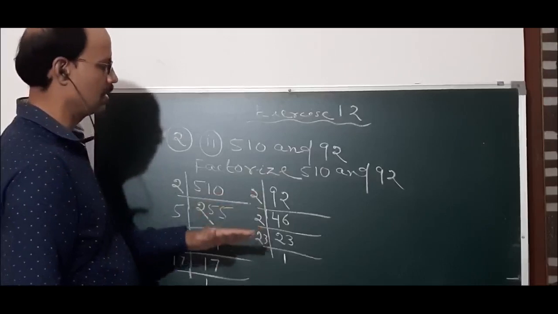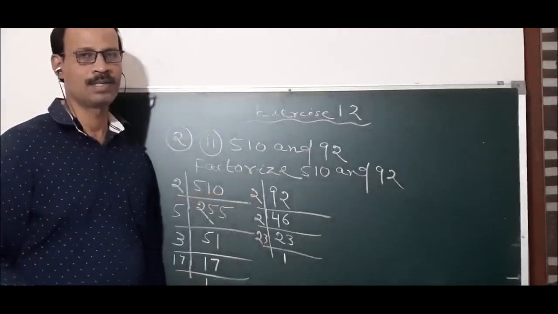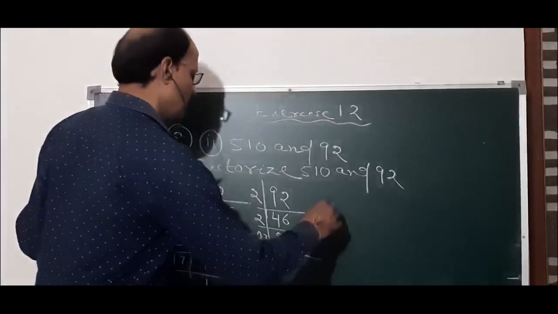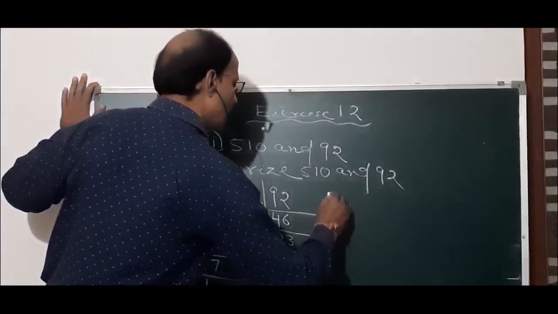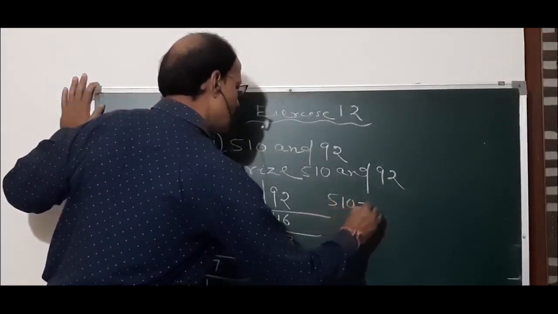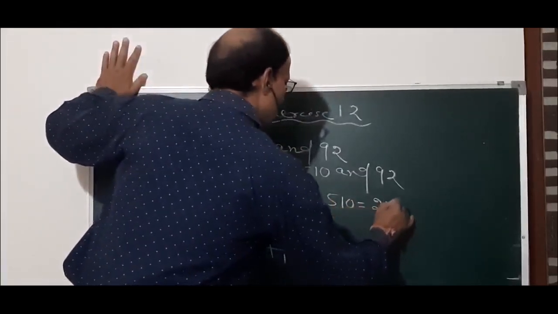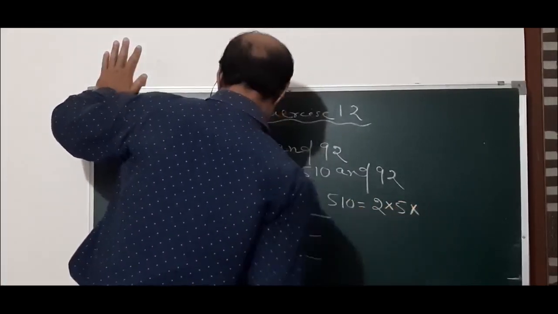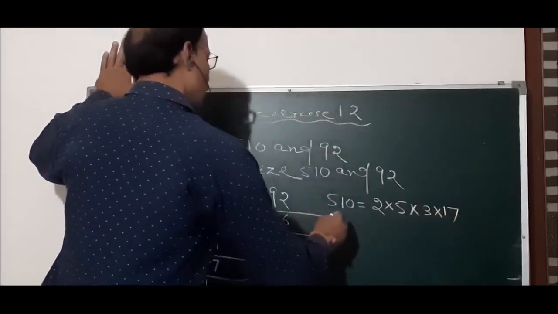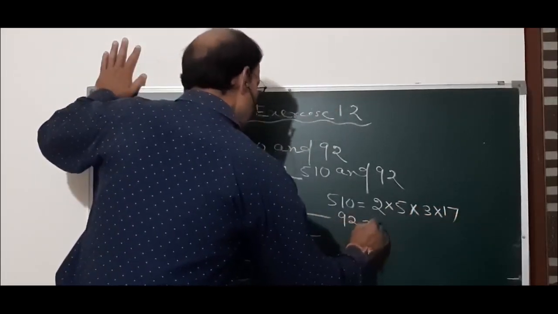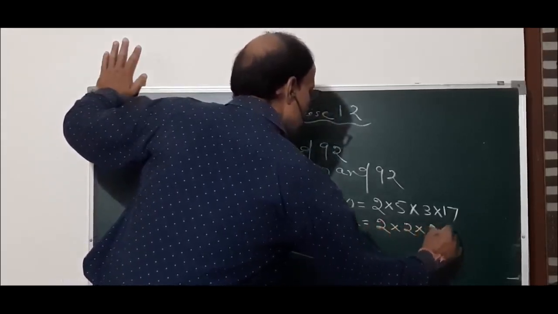So here we factorized. Now we have to write both the numbers with their prime numbers in multiplication. So let's write 510 equals 2 multiply 5 multiply 3 multiply 17. Now 92, it is 2 multiply 23.